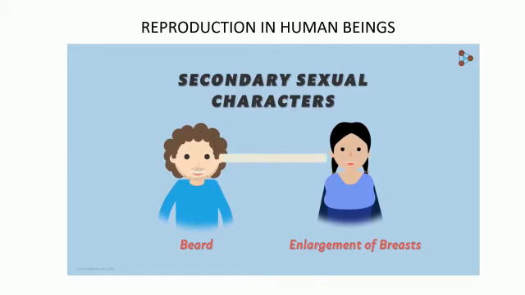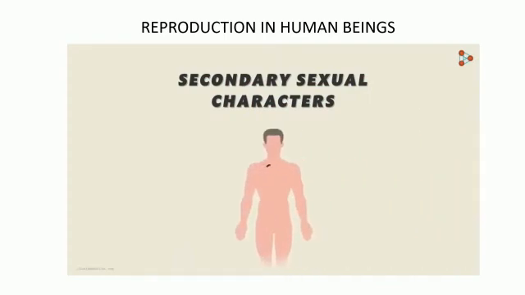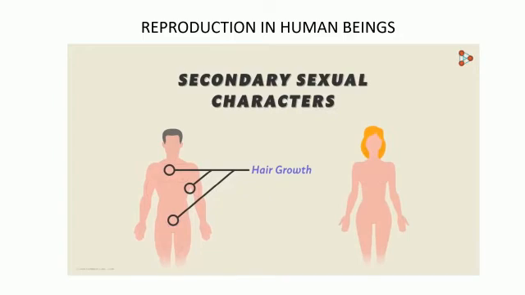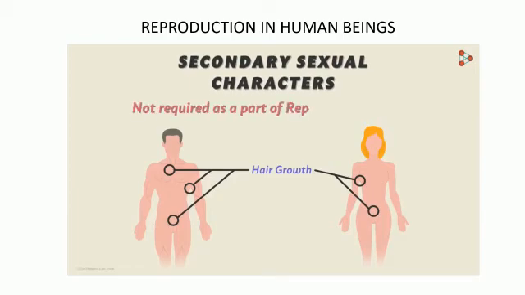Yes, of course. Apart from the growth of facial hair, the growth of hair on the chest, under the arms, and in the pubic region are other examples of secondary sexual characters. Similarly, in females, apart from breast development, hair growth around the pubic region and under the arms is also seen. So in a nutshell, the secondary sexual characters are those characters which are not really required as a part of the reproductive system.